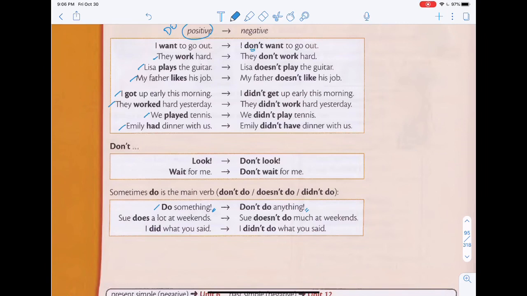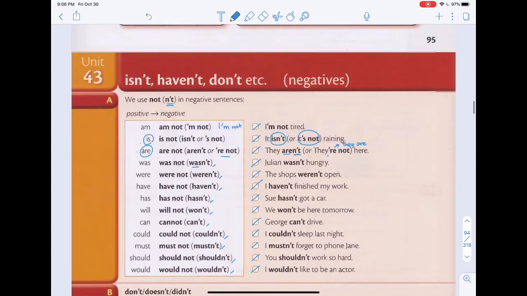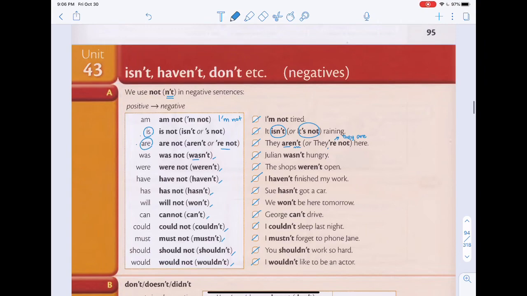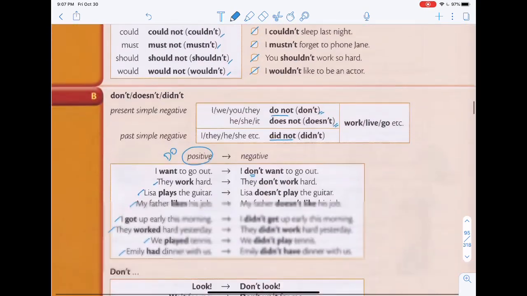I did what you said. I didn't do what you said. Alright, so this is basically what 43 is. It is just showing you guys and teaching you how to do the negatives.